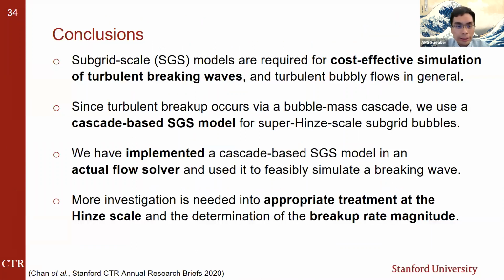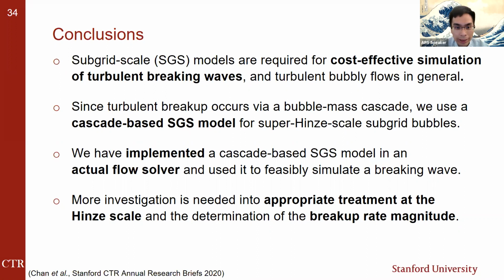So just to conclude, subgrid scale models are required for cost-effective simulation of turbulent breaking waves, especially the largest waves in the ocean, where the wavelength can stretch up to tens or even hundreds of meters. And to simulate these waves requires subgrid scale models, and turbulent bubbly flows in general, because since turbulent breakup occurs via a bubble mass cascade, we know that the breakup is size local and small scale breakup is universal. This means that any subgrid scale model we develop has the potential, of course we need to confirm it, to be generalizable to various turbulent bubbly flows.